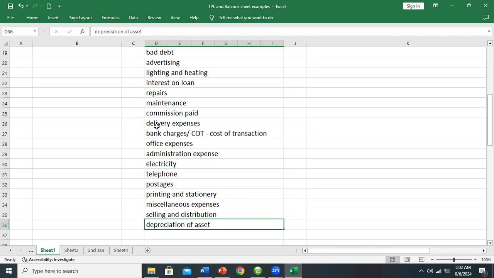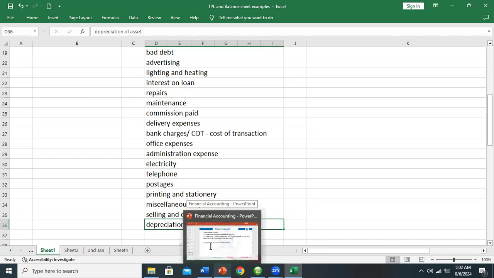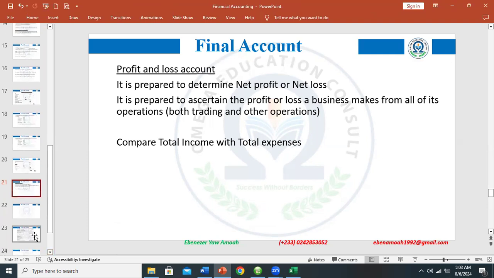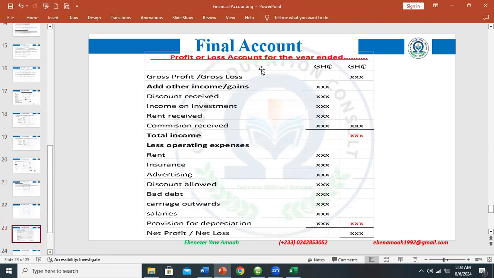Now let's look at the format of the profit and loss account. One thing you have to get is that in the profit and loss account, we bring the income and then the expenses, and then we look at the differences between them to arrive at the net profit or net loss. Let's look at the format of the profit and loss account. And here it comes. It also has a title.